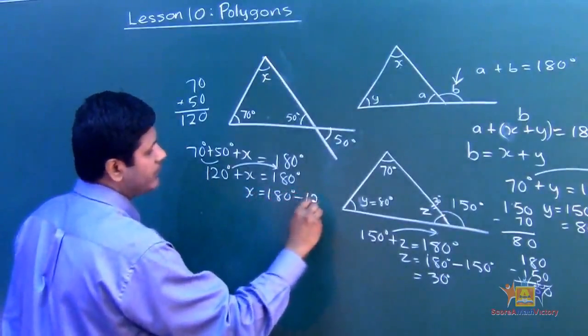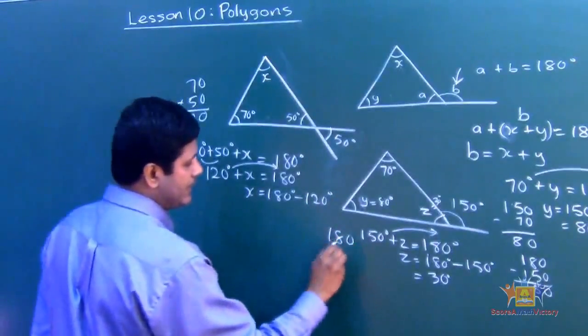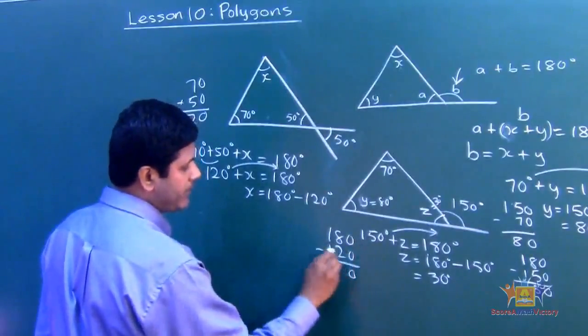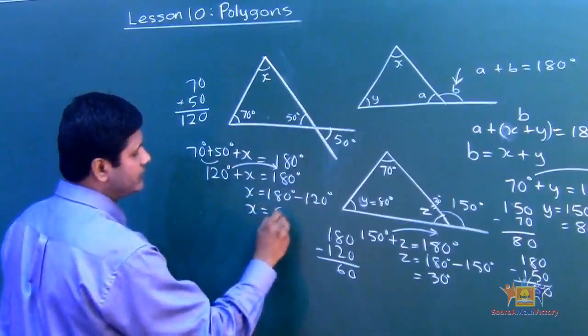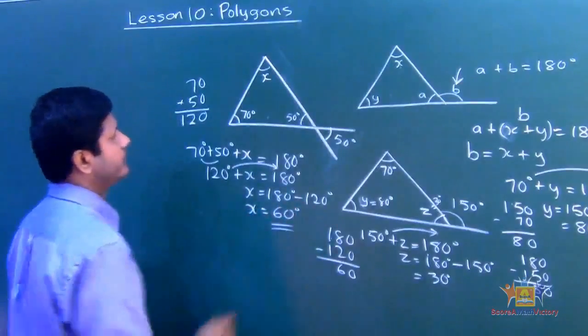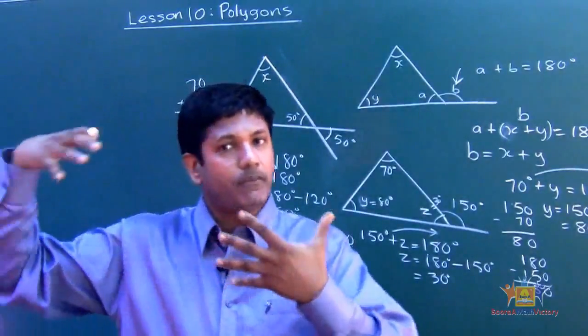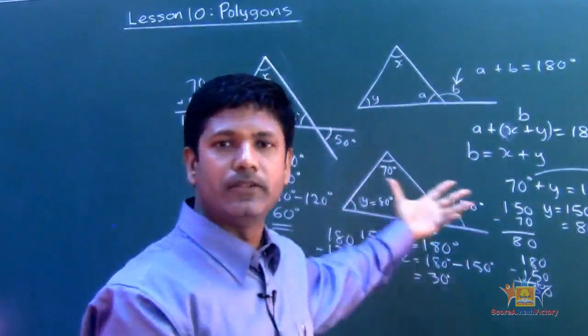180 minus 120. Now I line it up. So 180, line it up with 120. 0 minus 0 is 0. 8 minus 2 is 6. 1 minus 1 is 0. That means x equals 60 degrees. See that? All those pieces that we learned from the previous lesson, I can integrate into the triangle.